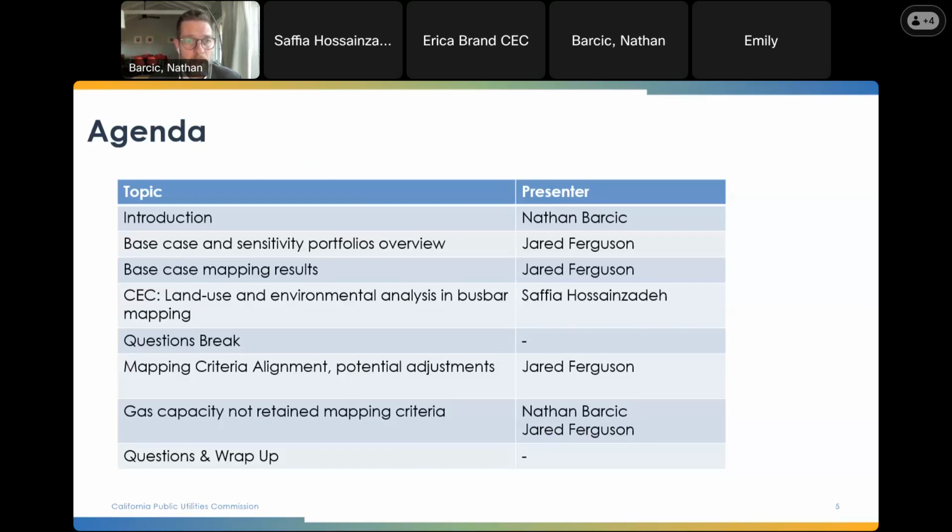Then we'll move back to Jared for mapping criteria alignment and potential adjustments, and then he and I are going to try to cover the gas capacity not retained method and information regarding the high gas sensitivity that we're proposing to pass to CAISO for its next TPP.